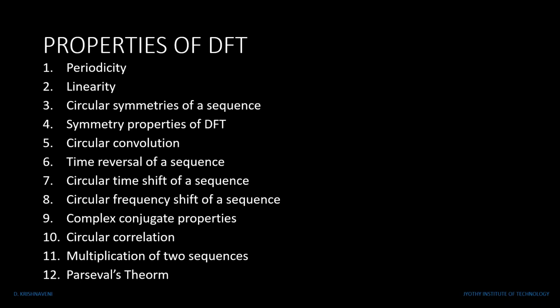There are 12 properties of DFT: periodicity, linearity, circular symmetries, symmetry property of DFT, circular convolution, time reversal, circular time shift, circular frequency shift, complex conjugate property, circular correlation, multiplication of two sequences, and Parseval's theorem. So one by one we are going to prove these properties in this video lecture.